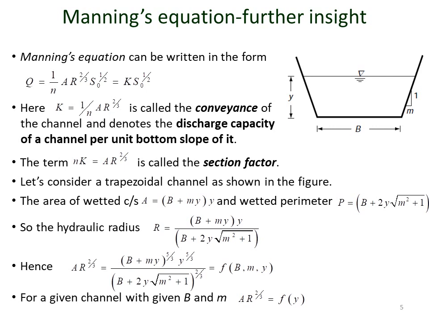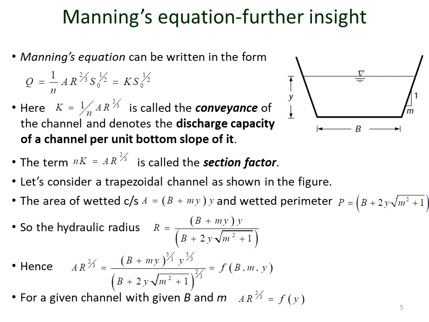Moving on further with the discussion of Manning's equation. Manning's equation can be written in the discharge form as Q equals 1 by N A into R to the power 2/3 into S0 to the power half, or it can be written as Q equals K into S0 to the power half. Here K is a coefficient given by 1 by N into capital A into capital R to the power 2/3, and K is one parameter which is known as the conveyance of the channel.